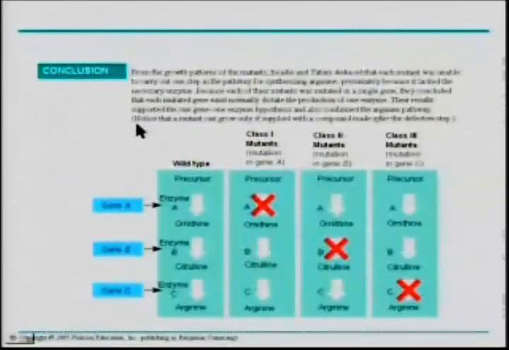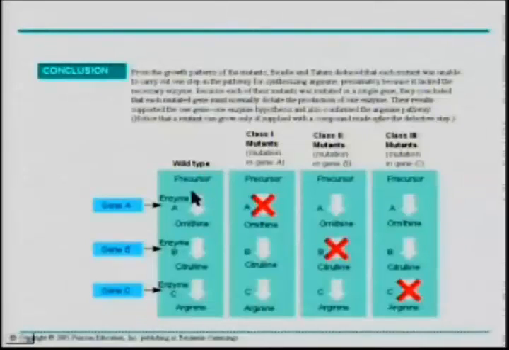The conclusion then, from the growth patterns of the mutants, Beadle and Tatum deduced that each mutant was unable to carry out one step in the pathway for synthesizing arginine, presumably because it lacked the necessary enzyme. Because each of their mutants was mutated in a single gene, they concluded that each mutated gene must normally dictate the production of one enzyme. Their results supported the one gene, one enzyme hypothesis and also confirmed the arginine pathway. So notice that a mutant can grow only if supplied with a compound made after the defective step.